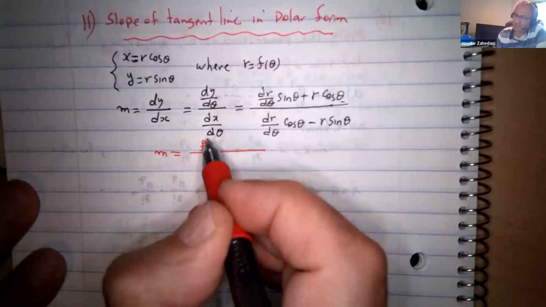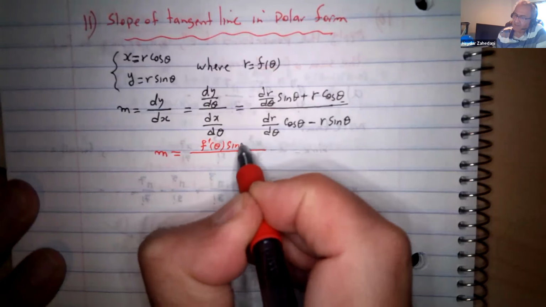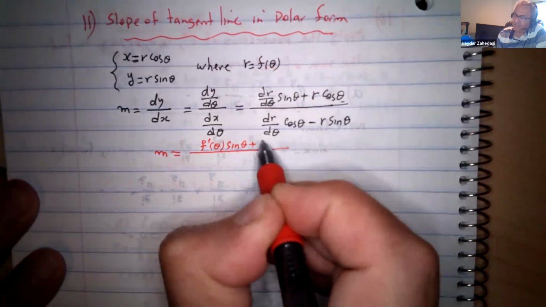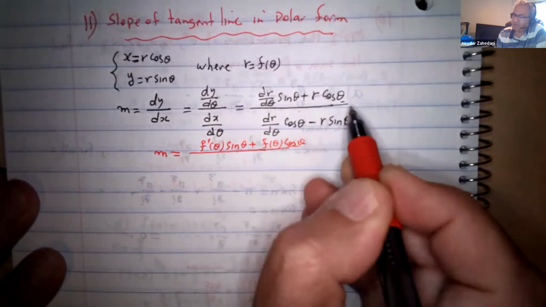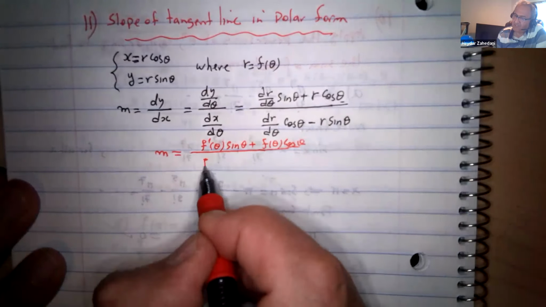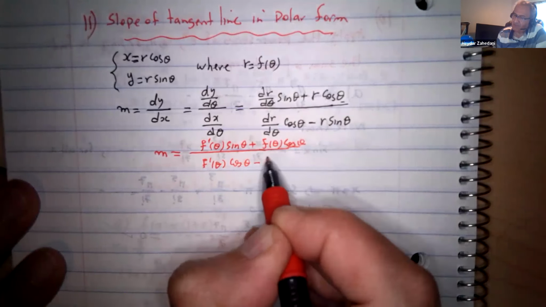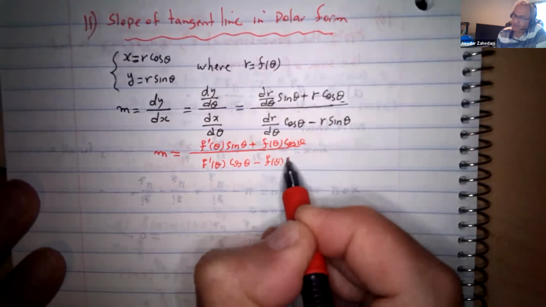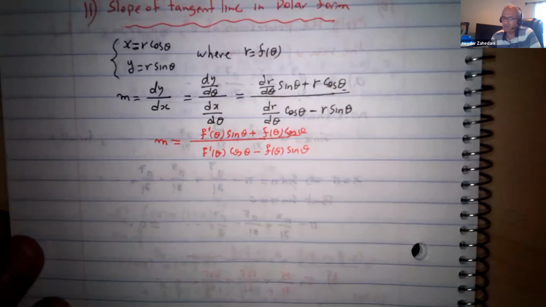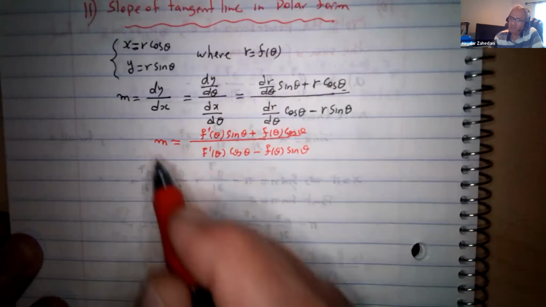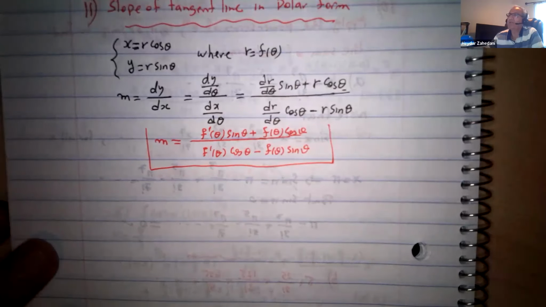If you have the function like this, it is f prime of theta sine of theta plus f of theta times cosine of theta, or just r. And the bottom is f prime of theta cosine of theta minus f of theta sine of theta. It's very similar, the formula. You see the top is sine cosine, the bottom one is cosine sine. The coefficients are the same. So this is the formula that we need for this problem.